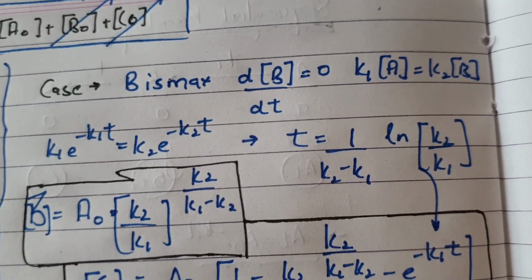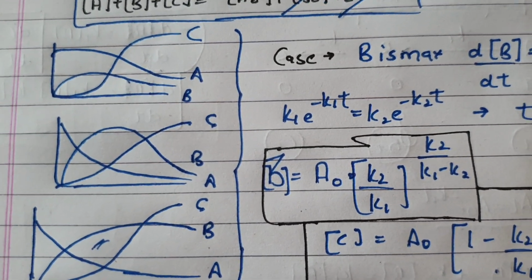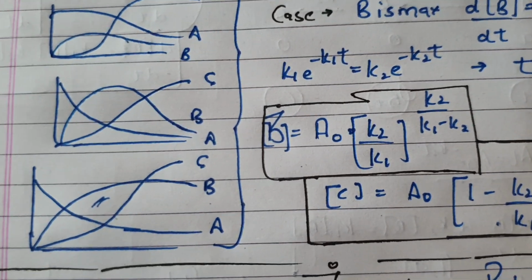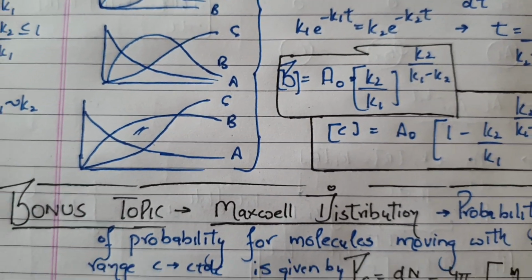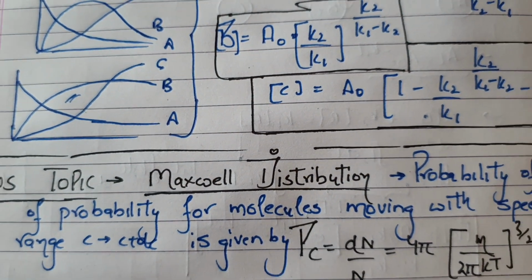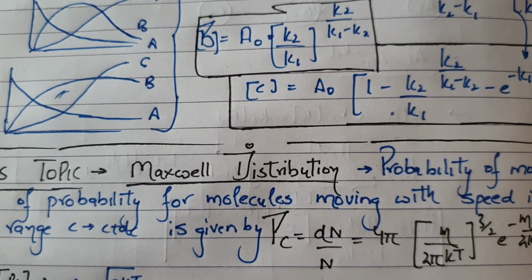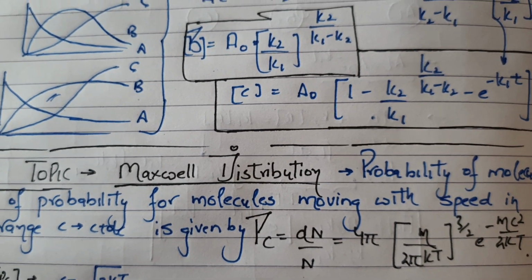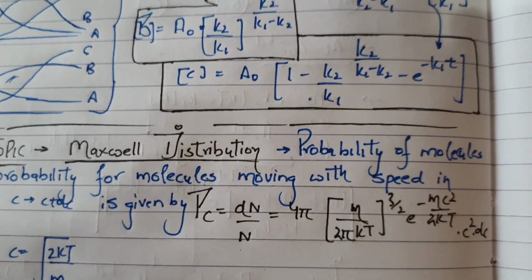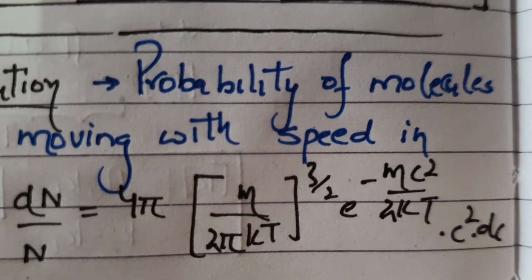So this advanced complex reaction topic is complete, but I have a bonus topic which is kind of above the advanced level. No questions are asked regarding this topic, but still just for knowledge and by chance. So this is the topic of Maxwell distribution of speeds. According to this law, what is actually given? The probability of molecules moving with the speed c to c plus dc in this range is given by P(c), favorable cases by total cases, and this is just a basic equation, right?